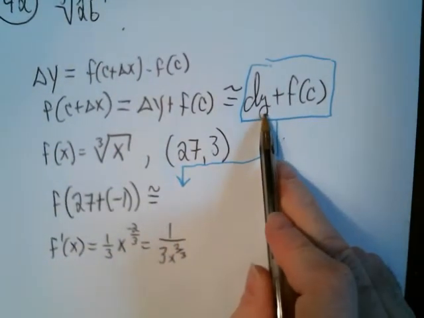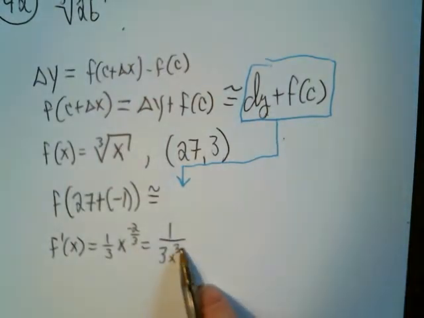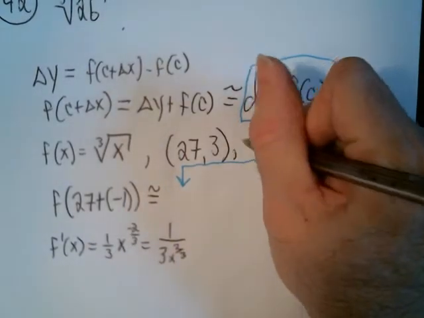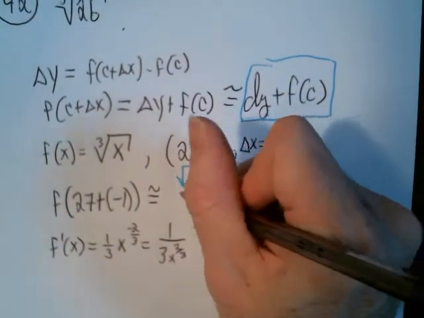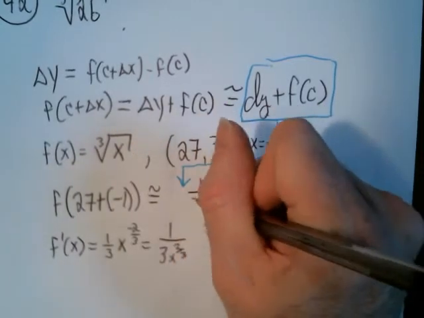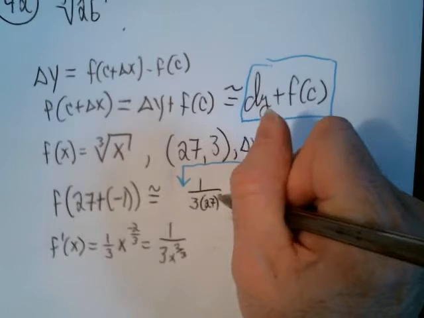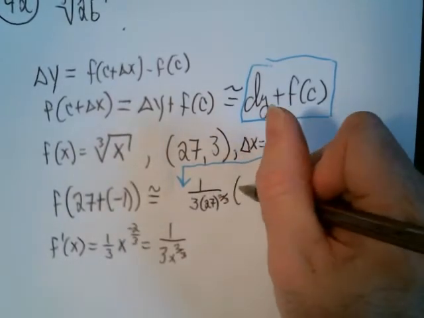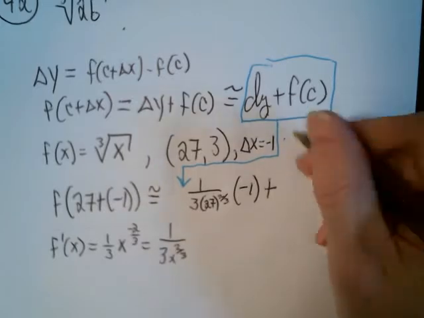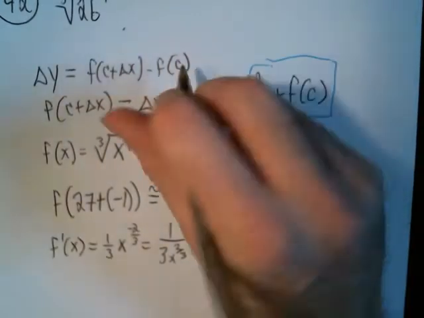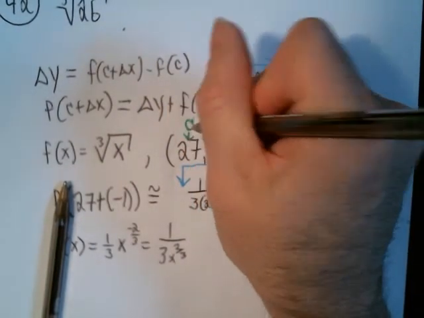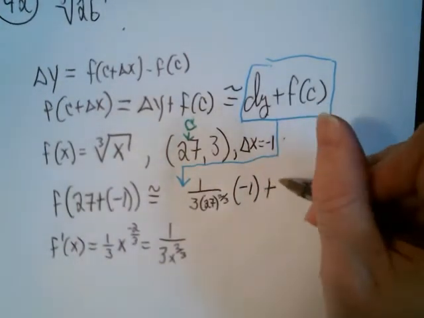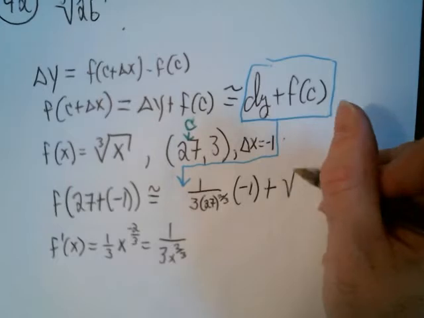So for dy, I need this part, f prime of x, times the change in x. And the change in x is going to be -1. So in this blank here you'll have 1 all over 3 times 27 to the 2/3 times change in x, which is -1, plus f of c. So our center c is this 27 right here. Sorry, it's getting a bit crazy. The c value is right there. So plus f of c, in other words, the cube root of 27.